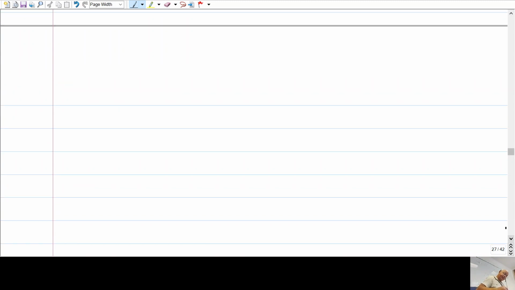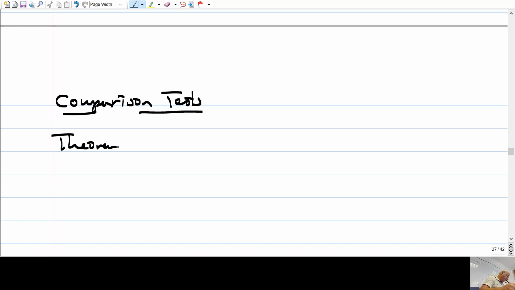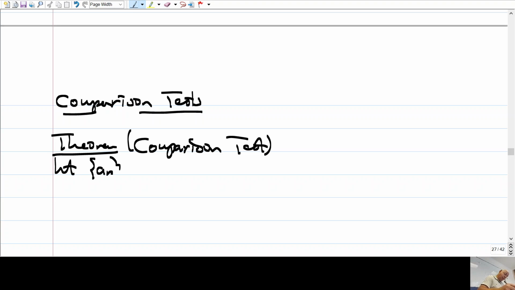Okay, now next we have the so-called comparison test. Tests. The first one is the comparison test. There are several tests, actually. This is one of them. They are more or less the same, but in different books you may find different statements for the same tests.